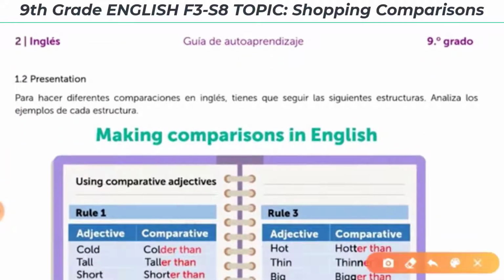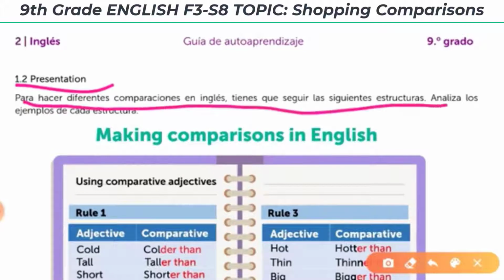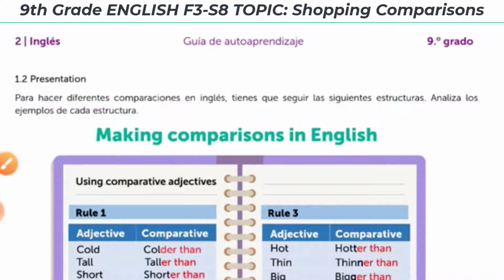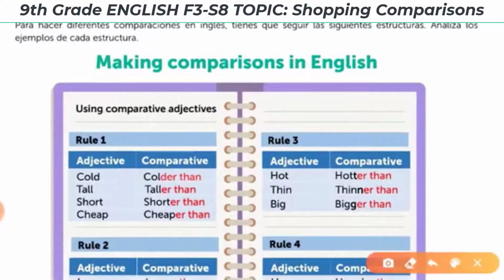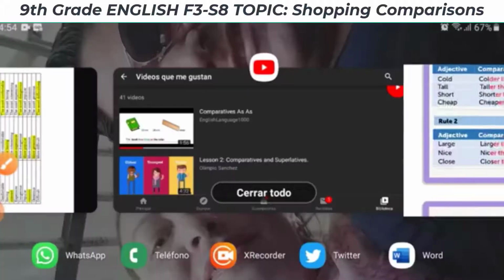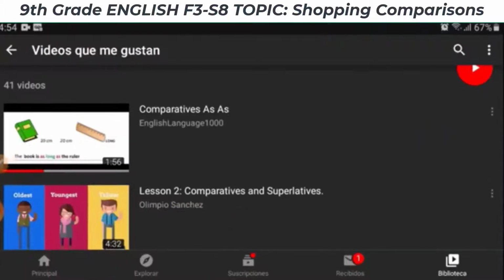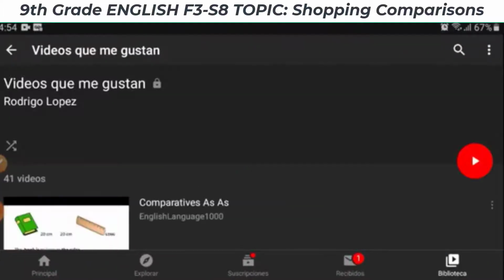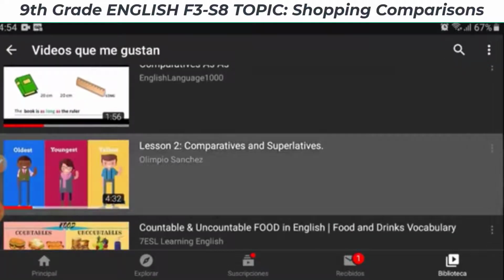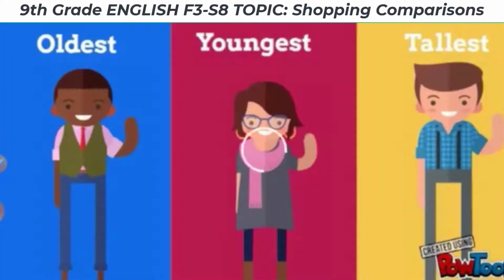Now let's go to the next part, presentation. Para hacer diferentes comparaciones en inglés tienes que seguir las siguientes estructuras. Analiza los ejemplos de cada estructura. Before we see this structure, grammar points, we will watch a video so that we know how to make comparisons in English, okay?